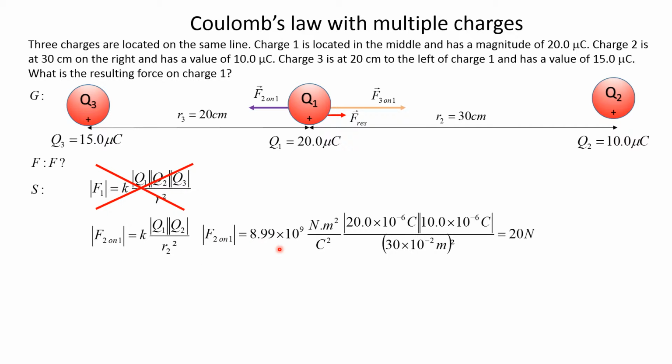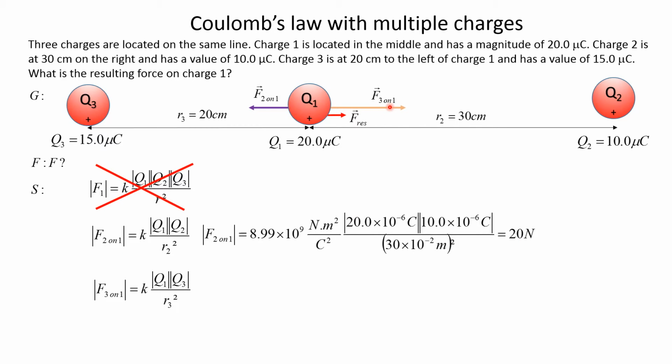It's quite easy. It's just Coulomb's law. So we have our constant, 8.99 times 10 to the 9th. We have one charge, which is Q1, 20.0 times 10 to the minus 6th coulomb, which is microcoulomb. The other charge, 10.0 times 10 to the minus 6th. And then we have our distance, 30 times 10 to the minus 2 meters, squared. Don't forget the squared. Gives us 20 newtons.